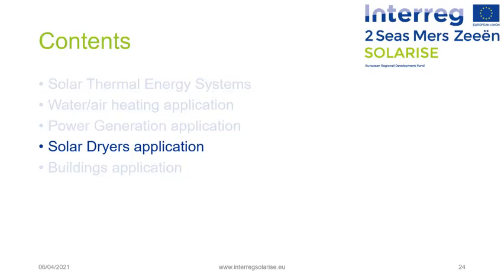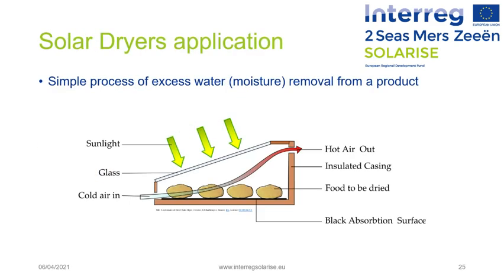We will now have a look at the solar dryer application, which doesn't need any particular solar collectors, but is another way to use solar energy. Generally, drying or dewatering is a simple process of excess water removal from a product to preserve it. Solar energy can be used in this process to dry mainly agricultural products to reduce their moisture content to a level that prevents deterioration. Solar drying is another very important application of solar energy.